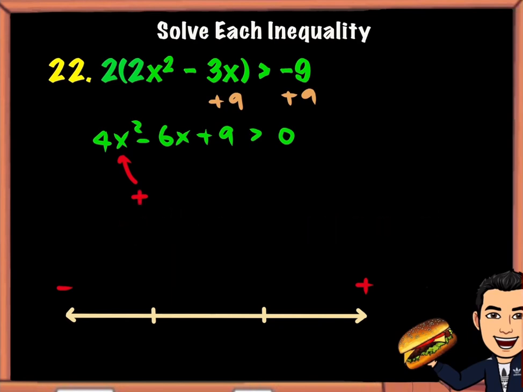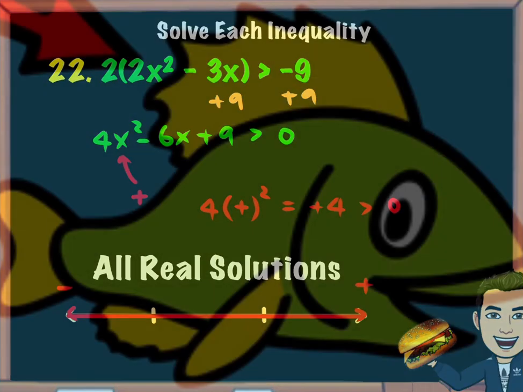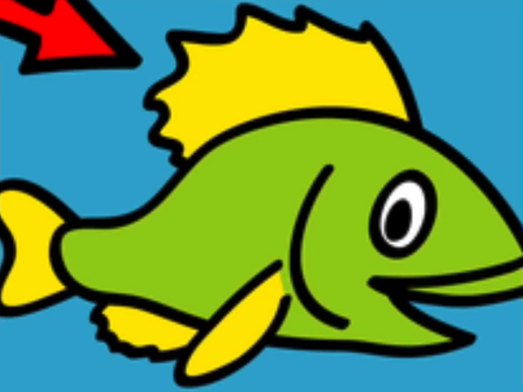If you insert the positive sign in there, you're going to get 4 times positive squared, and you're going to get positive 4, and that also is greater than 0. So everything towards positive infinity is your interval. So your answer is going to be all real numbers. All right, that's it. Take care. Good luck with your homework.